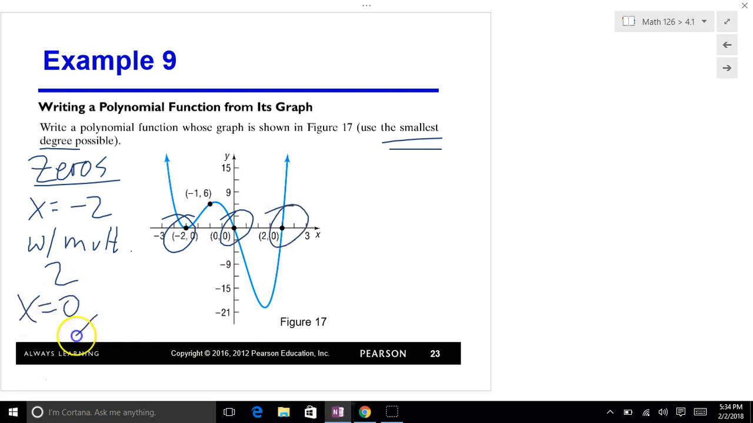And the other one's right there at x equals 2. Notice that both of those cross through, so there's an odd amount of those. So we're just going to assume there's one of each of those. And now we're going to build our function.